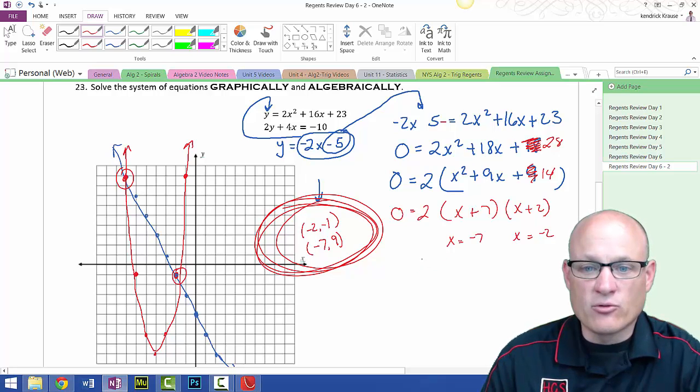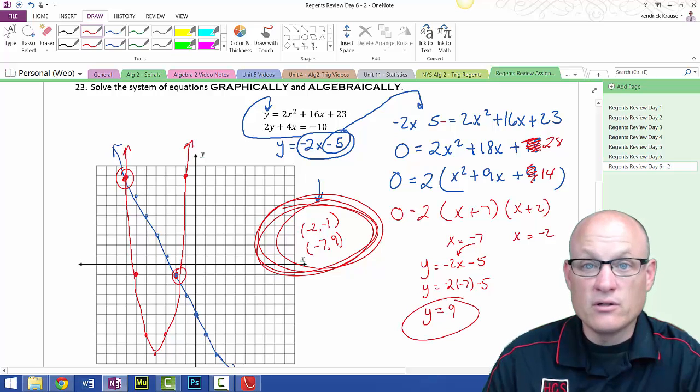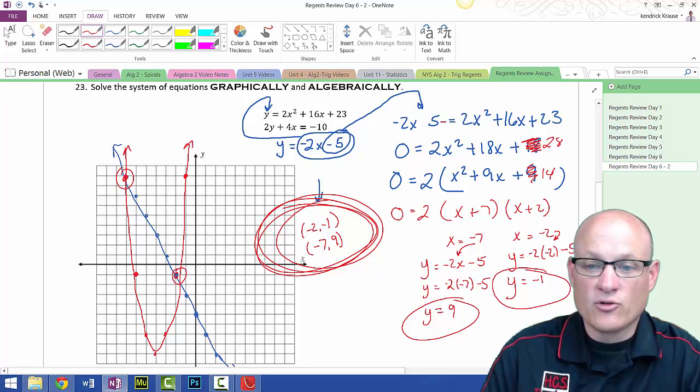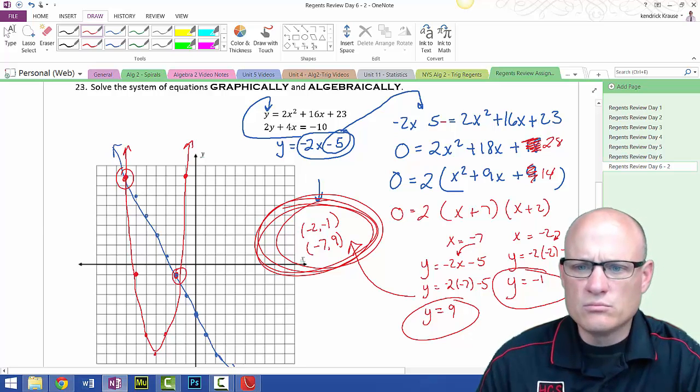So I'll take that equation, y equals negative 2x minus 5. Plug this in. So I get y equals negative 2 times negative 7 minus 5. So that's 14 minus 5, which is 9. Then I'm going to do y equals negative 2 times negative 2 minus 5. And I get y equals 4 minus 5, which is negative 1. So my two answers then are, in fact, these two right here. Whoa.